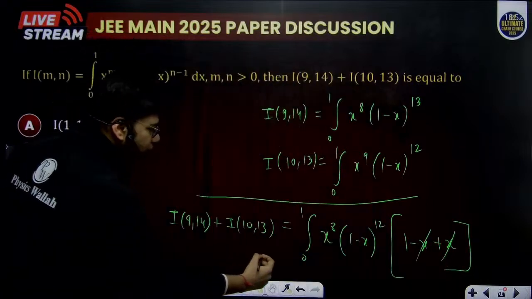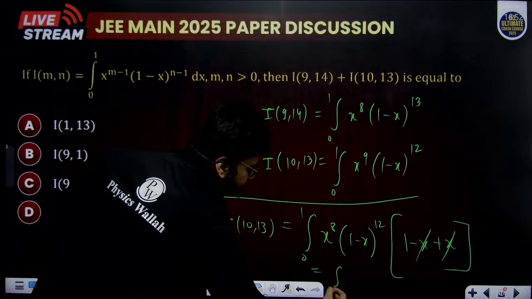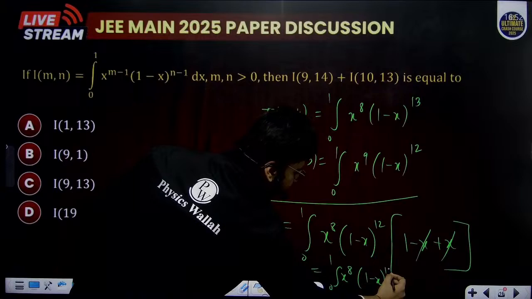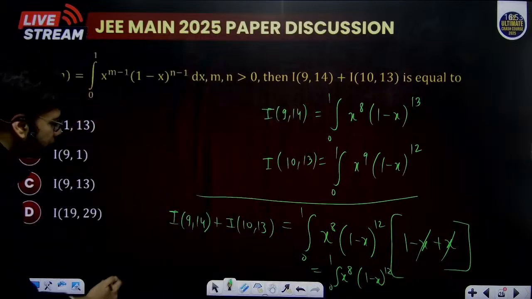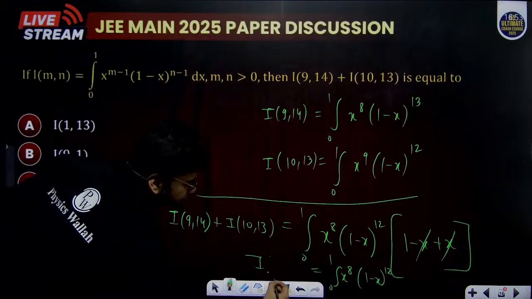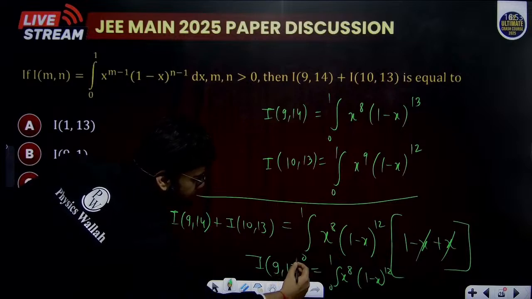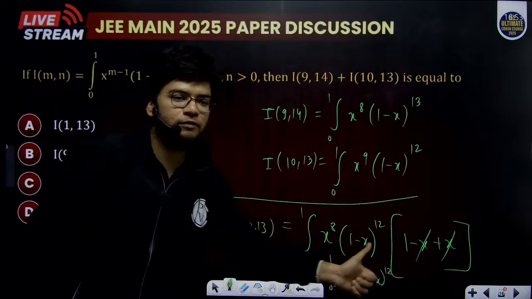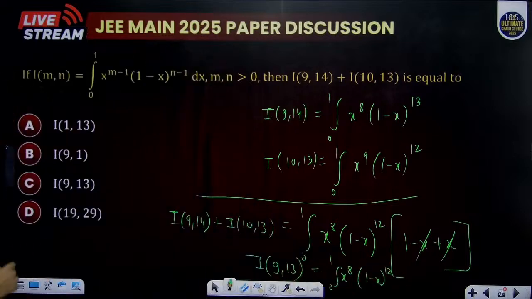So this whole thing is coming out as the integration from 0 to 1 of x raised to the power 8 into 1 minus x raised to the power 12, which is nothing but I of 9, 13. 9 minus 1 is 8, 13 minus 1 is 12. That's why your answer will become this.